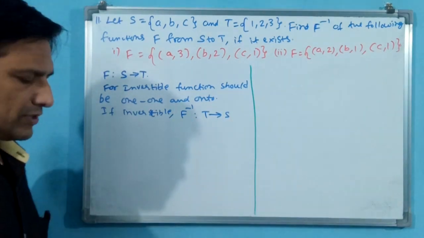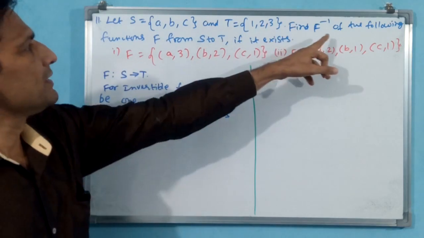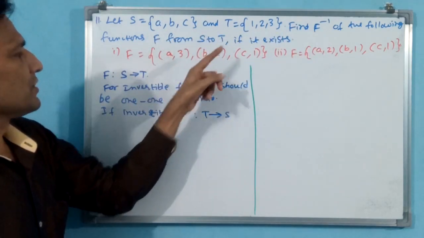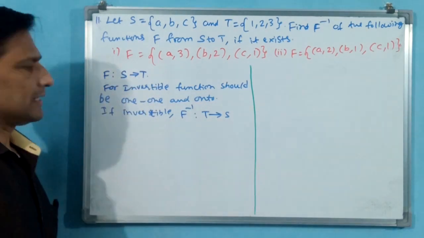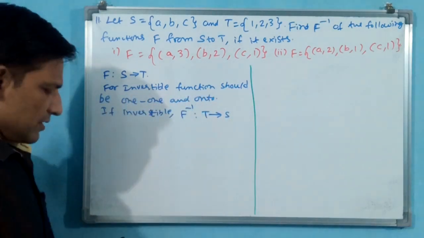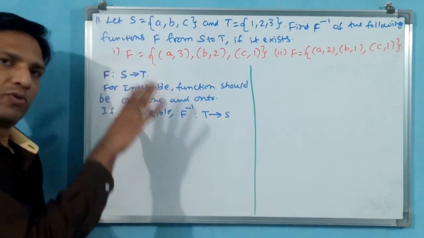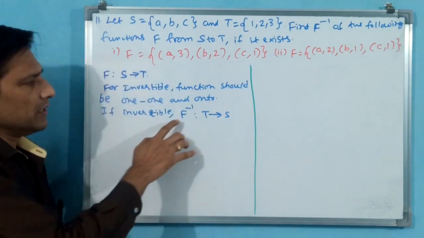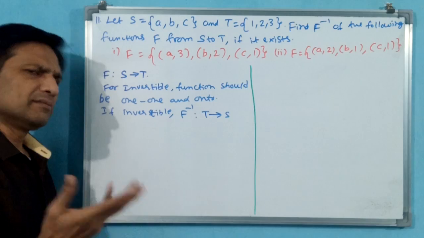Is it correct? First you think. Why? Because the function is from S to T, he has only given from S to T. That is why we have to write it like this. For an invertible function, you put a comma here: for invertible, the function should be 1-1 and onto. If invertible, F inverse is T to S. S to T is the function, T to S is the inverse.